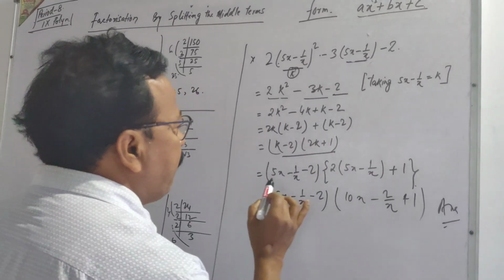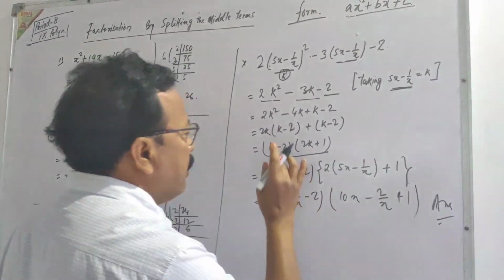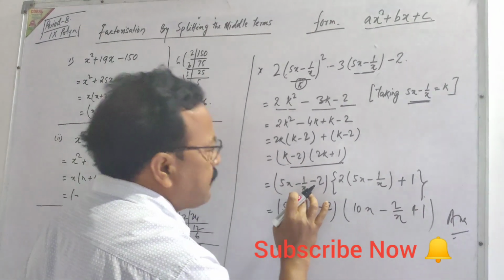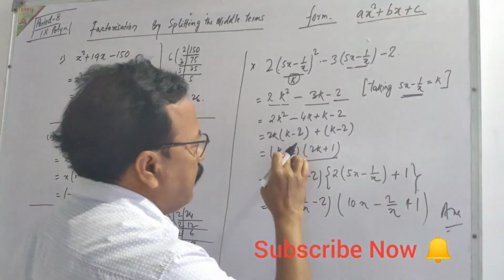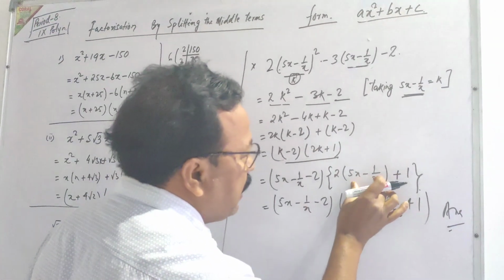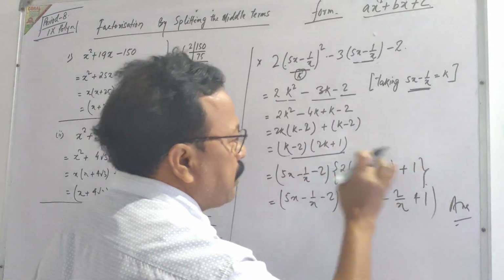Now putting the value of k, since we have considered this one as k, in place of k, 5x minus 1 by x has been put, and minus 2 here, 2 into k, that is 2 multiplied by the value of k whatever we have considered, and plus 1 is here.